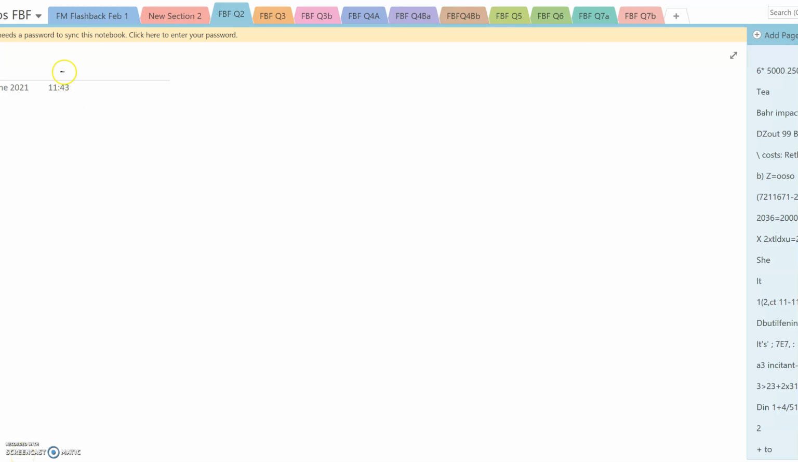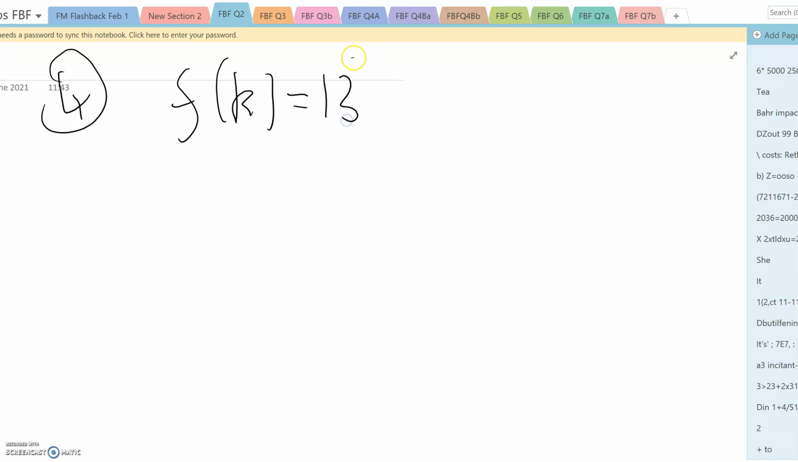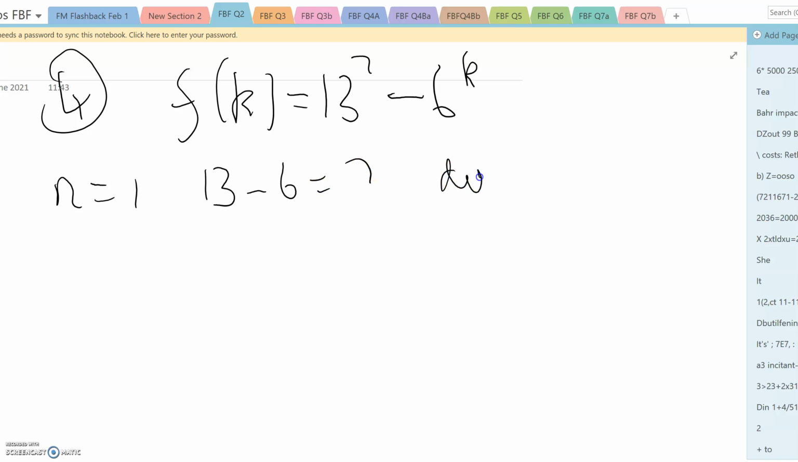Question 4, proof by induction. F of k is 13 to the k minus 6 to the k. And if we check out n is 1, we get 13 minus 6, which is 7, which clearly is divisible by 7.